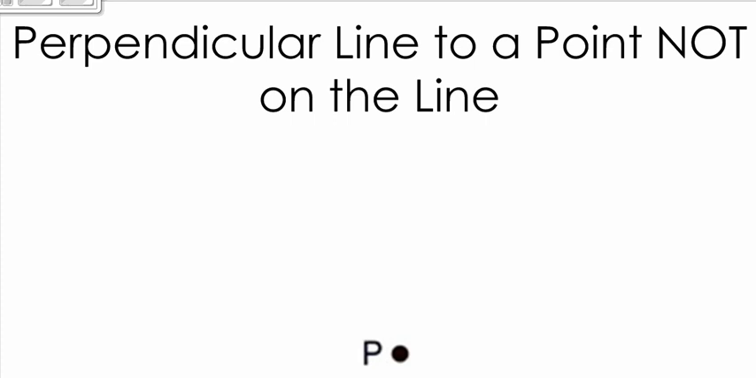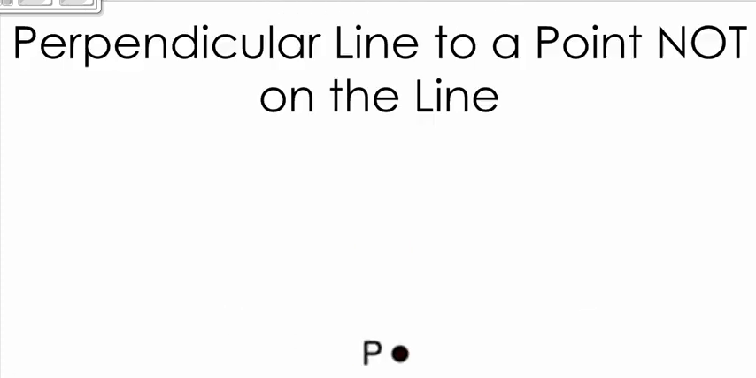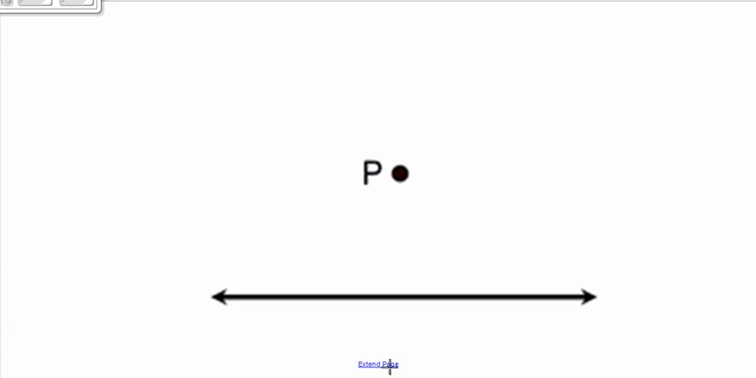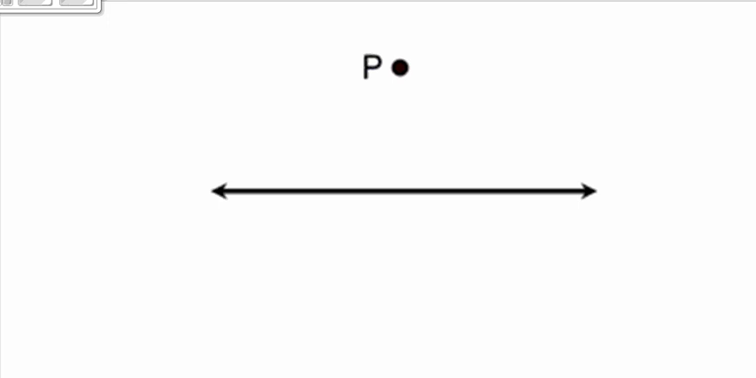Perpendicular to a point not on the line. So there's our point. It's not on the line. There's our line. Let me extend my page a little bit here. We're going to take our compass and we're going to put it on point P. And we're going to extend our compass so that it will touch that line there at the bottom when we make a swoop. I'm going to make it kind of big here.